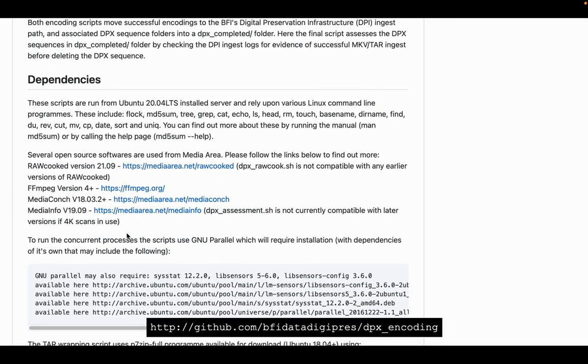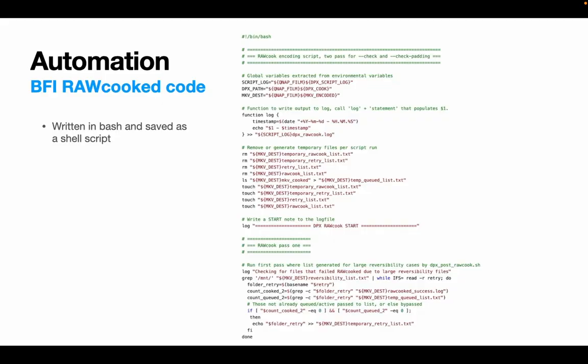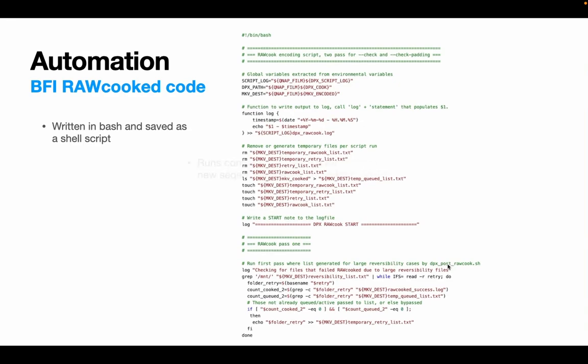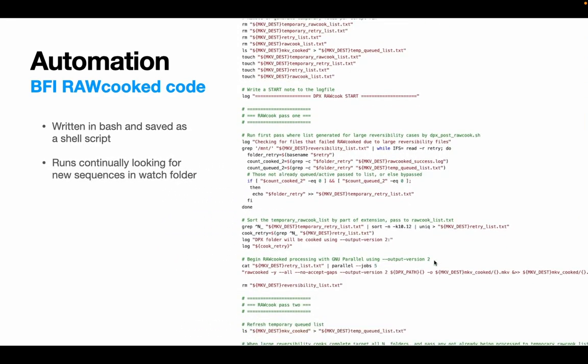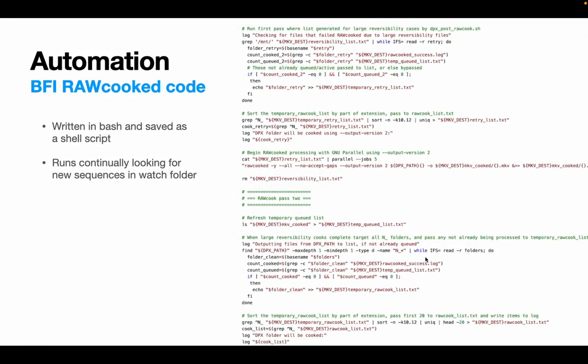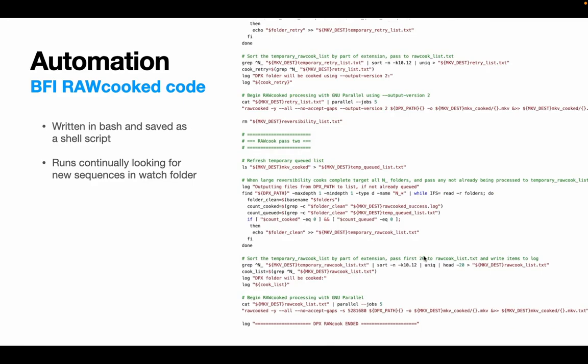You can find all the code here, along with detailed documentation about how we've configured the scripts to run on our Linux servers. Today we're just going to focus on two of the scripts, our RAWcooked script and our post-RAWcooked analysis script. So the RAWcooked script is written in Bash shell. It's launched continually throughout the day with no more than one instance of the script running at any one time, meaning as soon as one ends, another starts again.